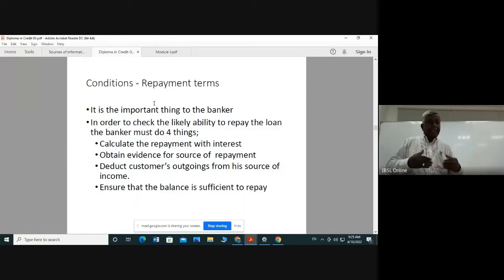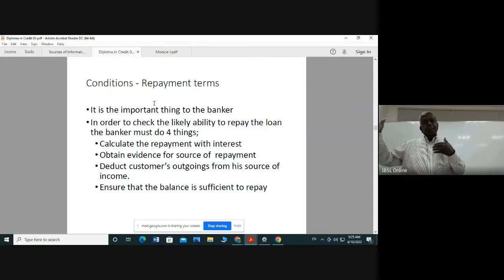Then deduct the customer's outgoings from his source of income. What are the customer's regular expenditures? The outgoings, the regular expenditures, deduct from his income, and ensure the balance is sufficient to repay. See that the balance is sufficient for the customer to repay. This is in the case of consumer credit.